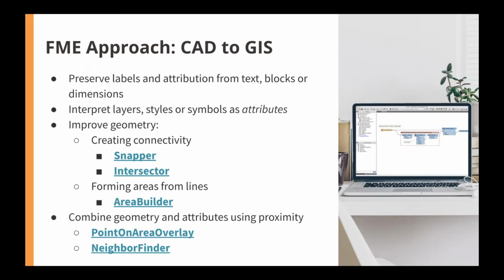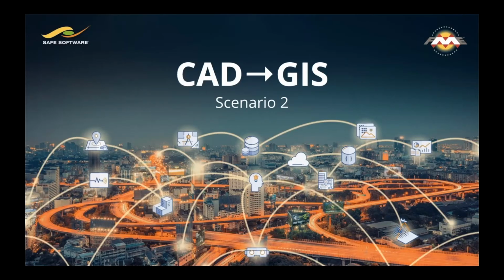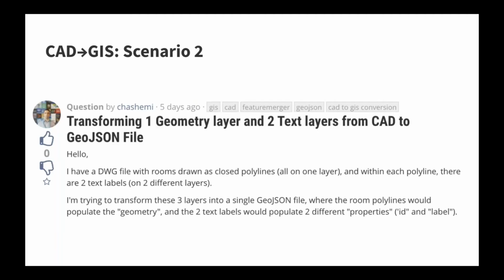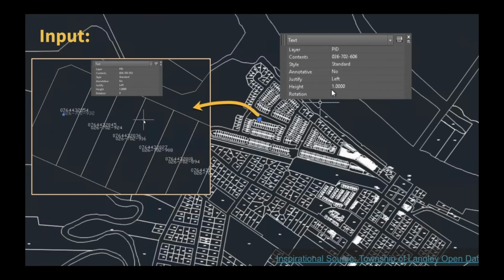But this is really our approach. And so let's take a look at how this plays out for some other scenarios. This was just posted to our user community a few days ago. Let's imagine we've got a geometry layer and a couple of text layers, and we want to go from CAD to GeoJSON.